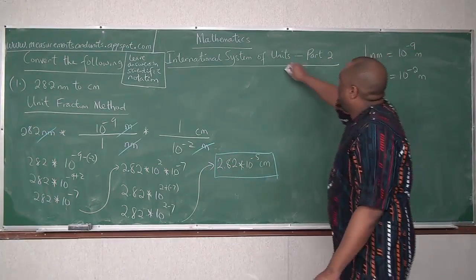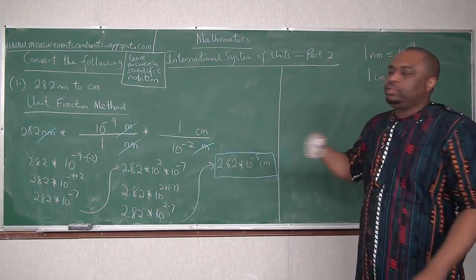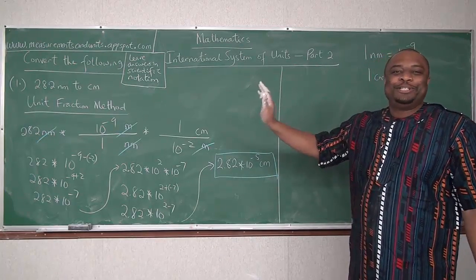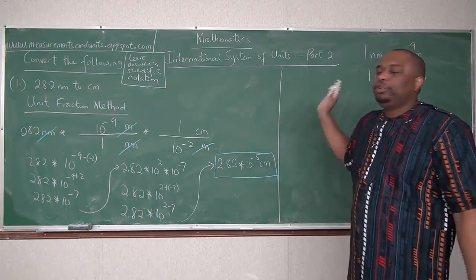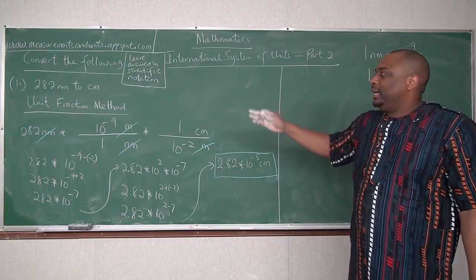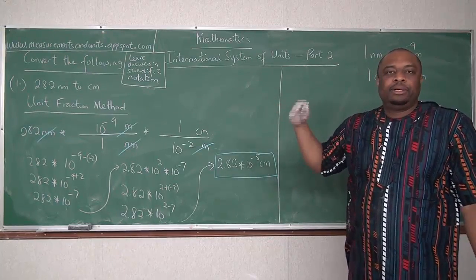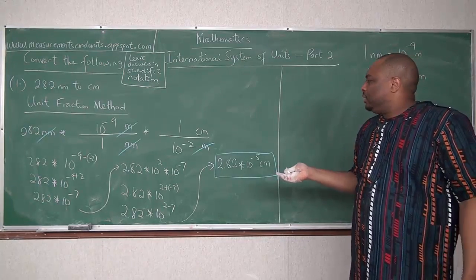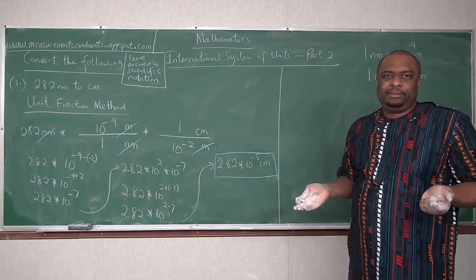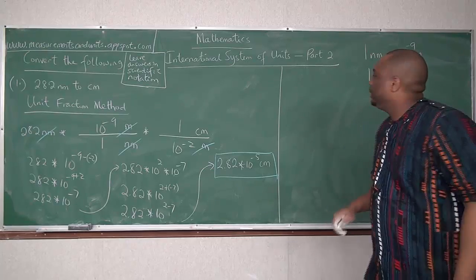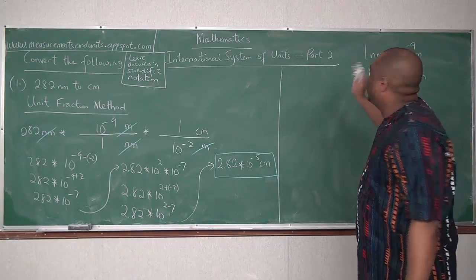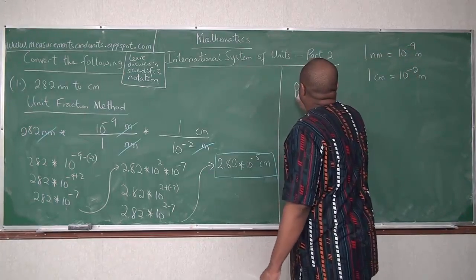What if I decide to use proportional reasoning? I know I said I want to use unit fraction, but let me show you proportional reasoning, and then the rest of the questions we can use unit fraction. I like unit fraction method because it's much easier. But we can still do this by the proportional reasoning method.